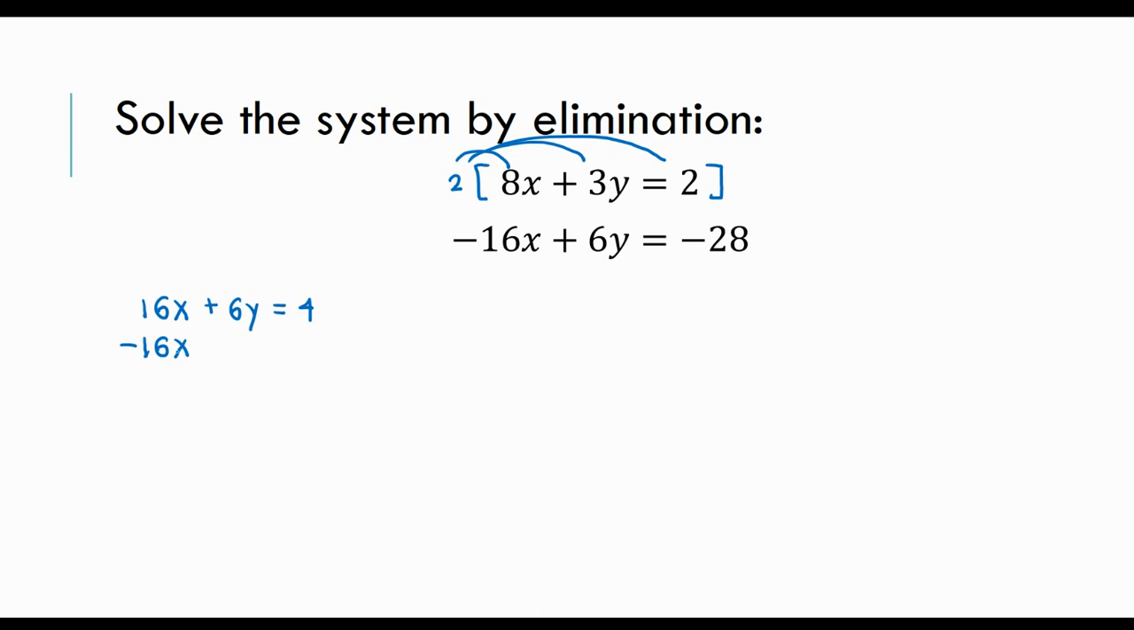The bottom equation didn't have to get multiplied. It stays as it is. But now because I have negative 16 and positive 16 in front of those x's, I have opposites. I can add up these equations. The x's will disappear, and then I can start solving for y. So the x's go away. That turns to 0, so I don't have to write them. 6y plus 6y is going to give us 12y. And 4 plus a negative 28 is going to give us negative 24.